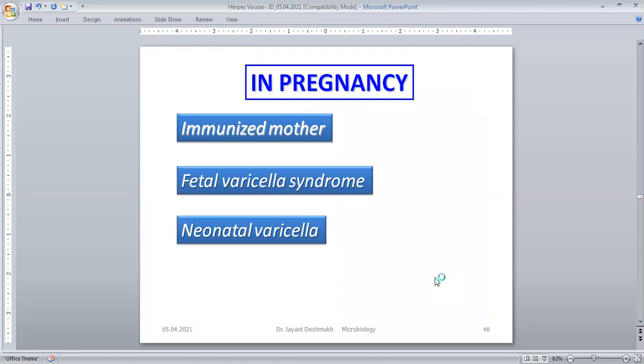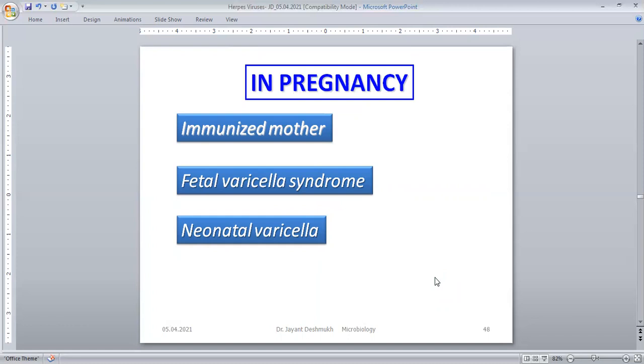Now, chickenpox in pregnancy. If the mother is immunized, the infection is mostly asymptomatic or a very mild form. But if the female or mother is not immunized, the severity of the infection depends on the period of pregnancy. If chickenpox occurs in the first half of pregnancy, 4 to 5 months, that condition is known as fetal varicella syndrome, if it clinically manifests in the fetus or is transmitted to the fetus.